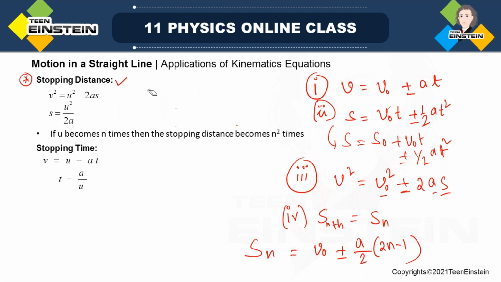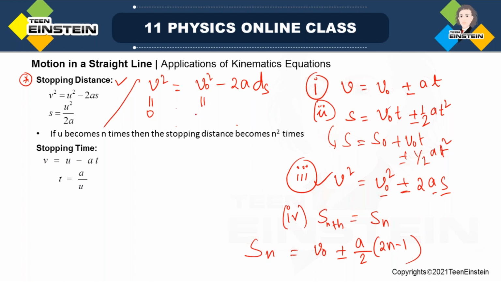So let us try to derive a mathematical equation. We will be using the third equation: v square is equal to u square, where u is the initial velocity, so v square equals v0 square. If the acceleration is negative, then you apply negative 2as. Here s is ds, the stopping distance, which means the distance traveled by a vehicle before it stops. Since you are stopping the car, your final velocity is going to be zero.